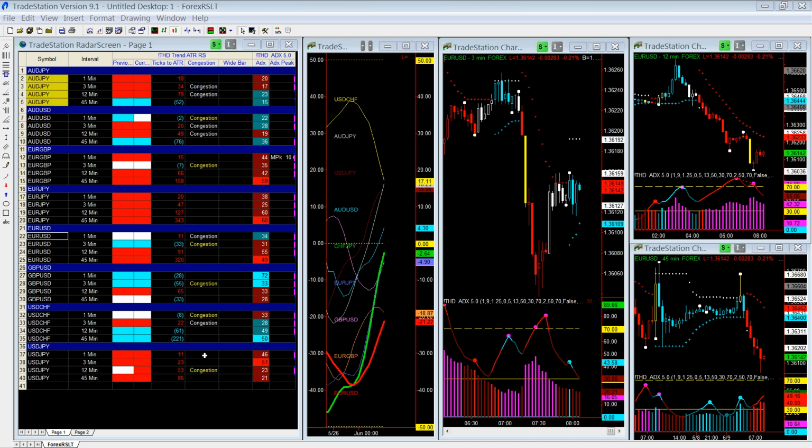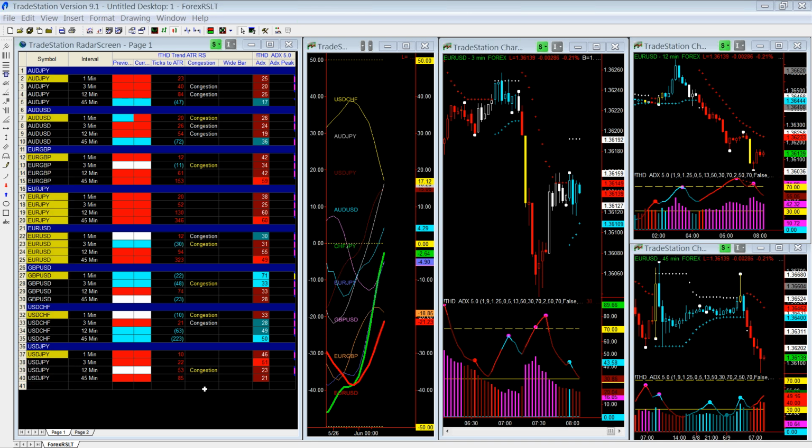The next column that we have is the congestion column, and it simply tells us if a market is in congestion. For example, I took a trade this morning on the DAX, where the 3 minute was in a congestion area. So being able to identify very easily which markets are in congestion for range-based trading works very nicely.